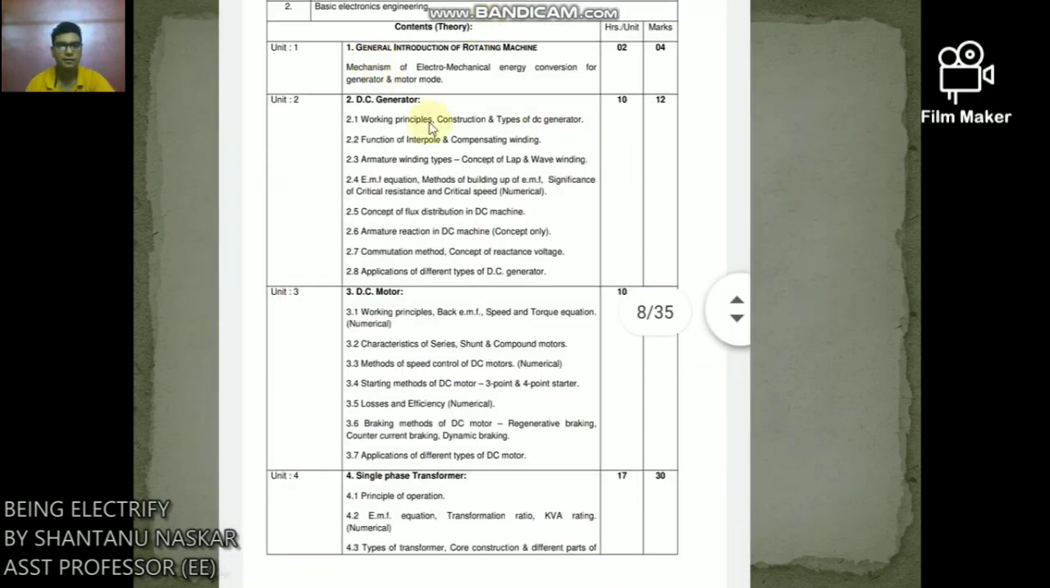So this is your syllabus. I have covered the general introduction of rotating machine and DC generator in my previous lecture, and also covered the working principle and back EMF of DC motor in my previous lecture. Today I will discuss the speed and torque equation and characteristics of series, shunt and compound motor, and the method of speed control of DC motor. Okay, so this is your whole syllabus. So let's start.